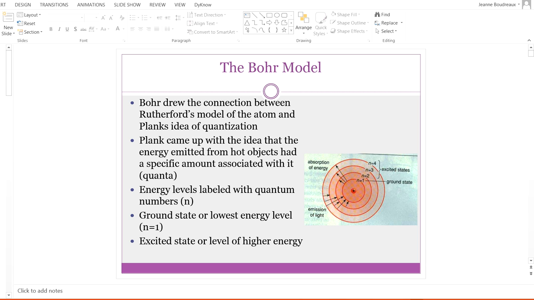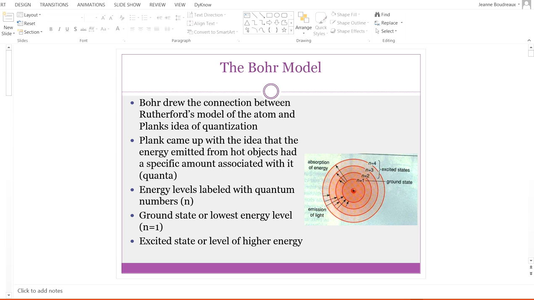Now remember, they don't stay in that excited state for very long because they're not very stable. So they're going to release the same amount of energy that they have absorbed. And when they release that amount of energy, they return back to their ground state, and we are able to see the released energy in some form of light. And that is what you guys observed while we were doing the flame test.